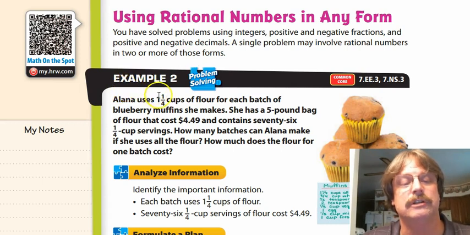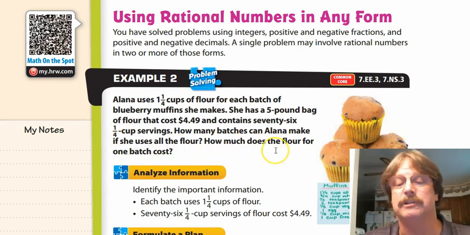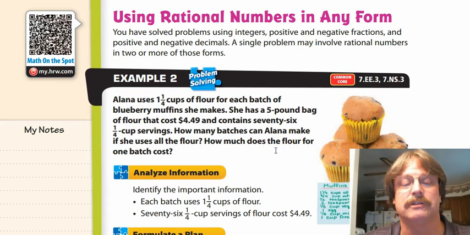So Elena uses 1 1/4 cups of flour for each batch of blueberry muffins she makes. She has a 5-pound bag of flour that costs $4.49 and contains 76 1/4-cup servings. How many batches can Elena make if she uses all the flour? How much does the flour of one batch cost? A lot of information here for you to highlight.